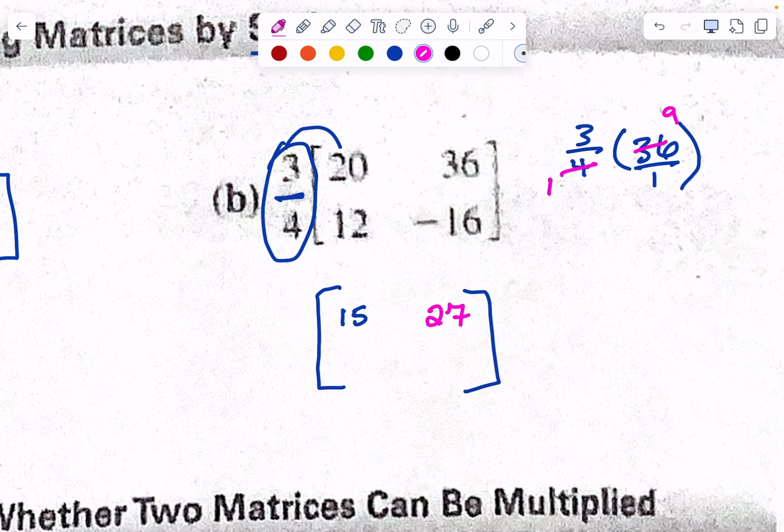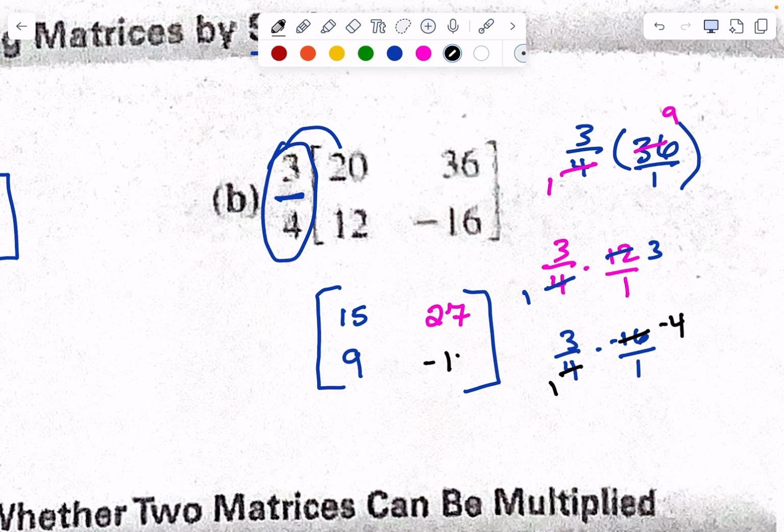So 3/4 of 12. 3/4 times 12 over 1, right? 4 and 12 can cancel, become 1 and 3, so that is 9. 3/4 of 16, negative 16. 16 over 1. The 4 can become a 1. The 16 becomes negative 4, so that is negative 12.